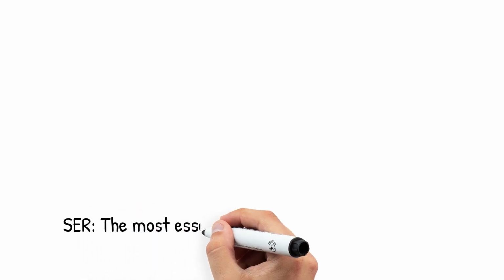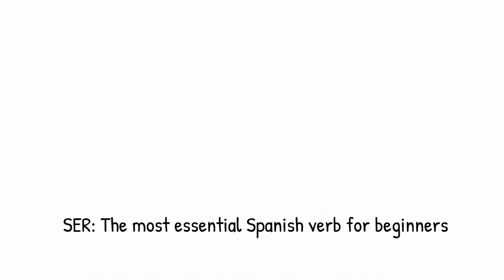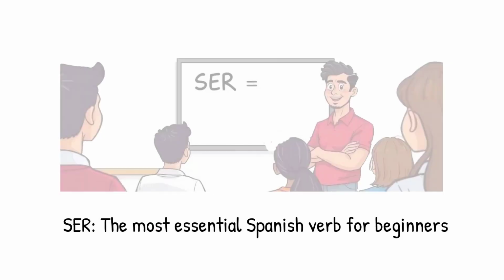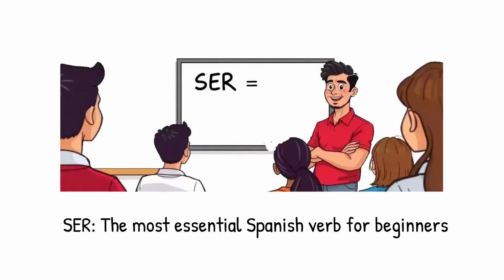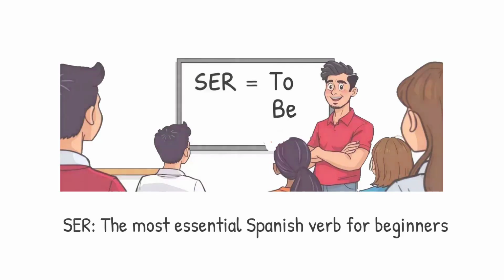If you're starting to learn Spanish, there's one verb you'll use in literally your very first sentence. And that's the verb ser, which means to be. By the end of this video, you'll know exactly how to conjugate it, when to use it, and the small details that trip up most beginners.